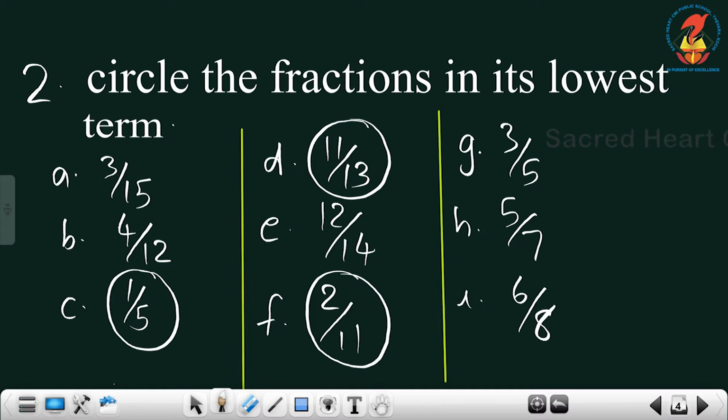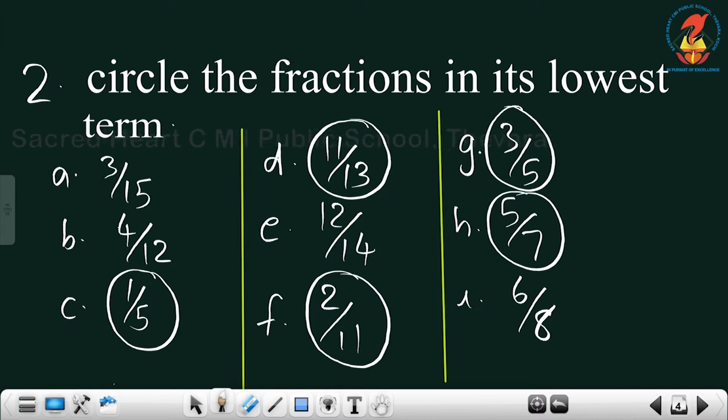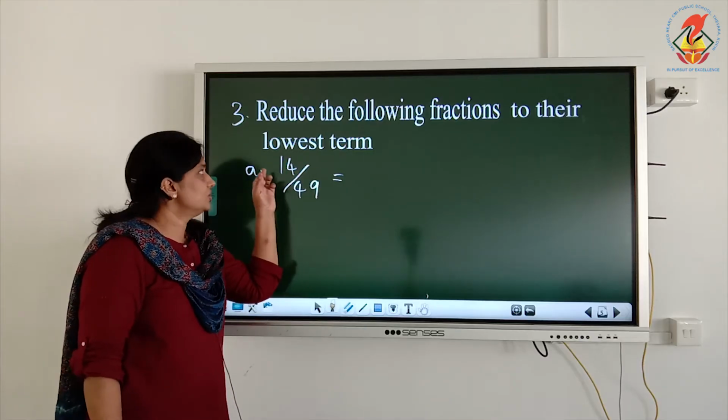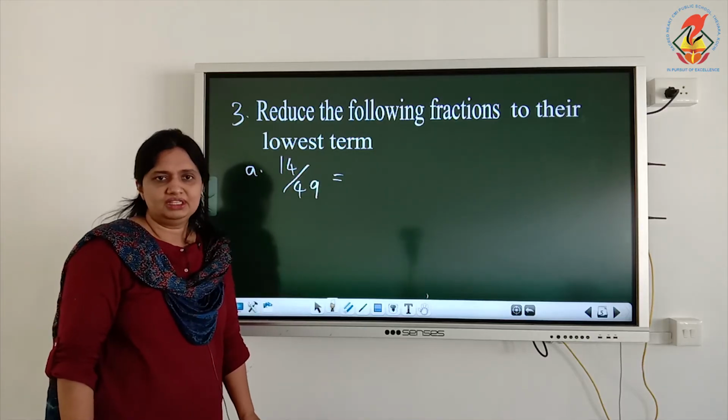And 3 by 5, is it in the lowest term? Yes, 3 and 5, both are prime numbers. Okay. And 5 by 7, is it in the lowest term? Yes, that is also prime numbers. The common factor between the numerator and denominator is 1 only. Okay. And 6 by 8, no. Is it clear? And the next question is, reduce the following fractions to their lowest term.